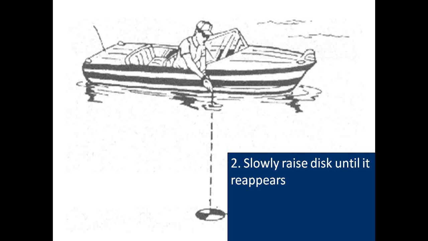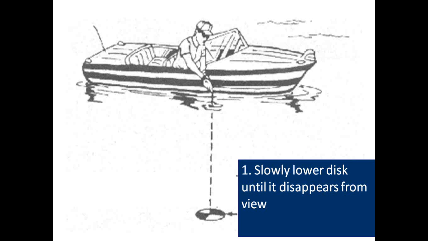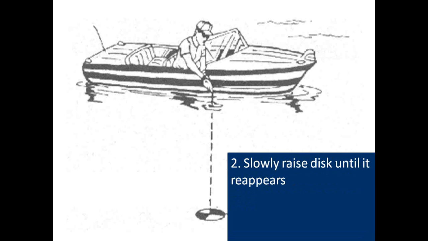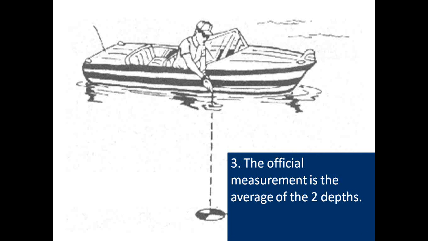You then raise the disk up until you can see it again. Those will actually be two different depths because of how your eyes are able to track the disk when it goes down. So you lower it until it disappears, and you want to take a note of what that depth is. You raise it until it reappears, and you take a note of what that depth is. And then you want to average those two depths. And that is the official measurement that ends up going on the data sheet.